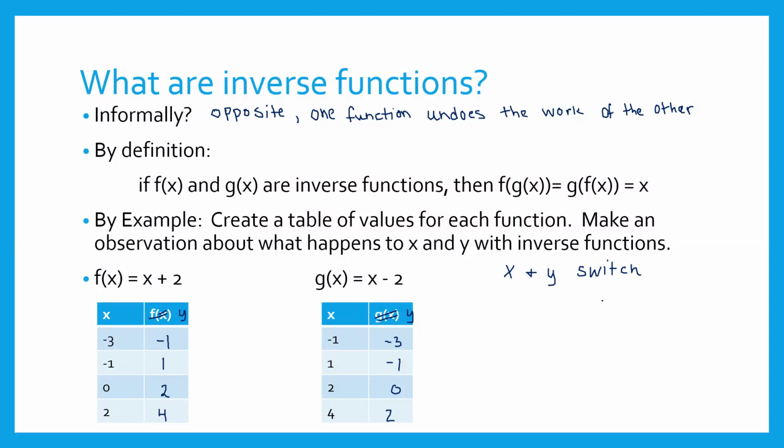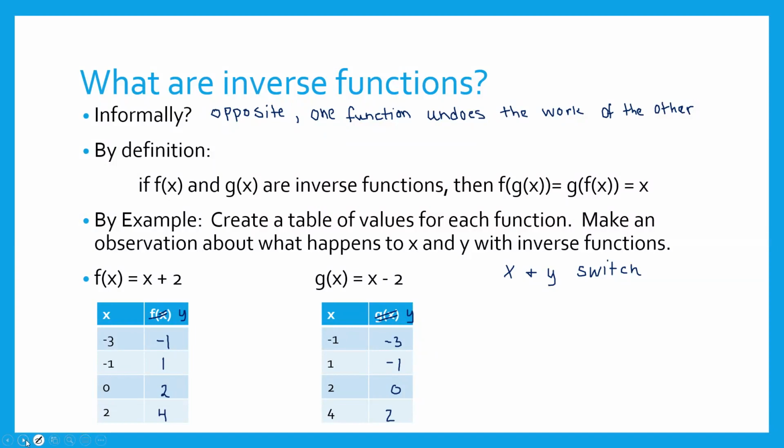And it's that observation that helps us in actually finding the inverse of a function. So x and y switch. What was in the x column is then in the y column. What was in the y column is now in the x column. Between the function and its inverse, they are switched.